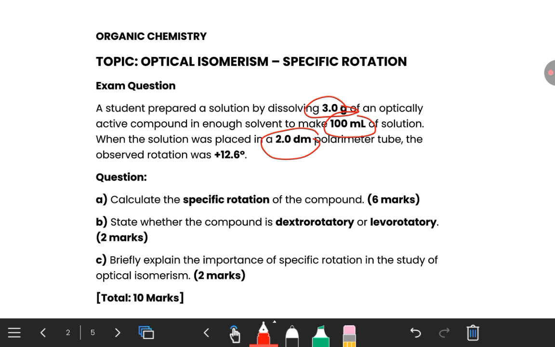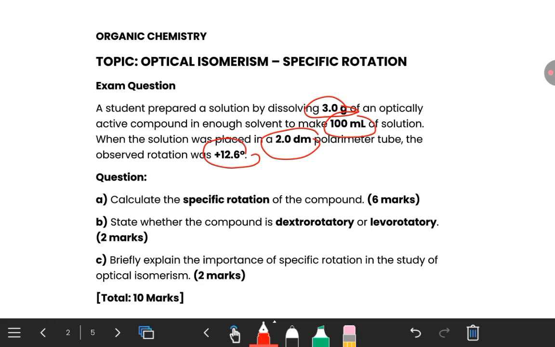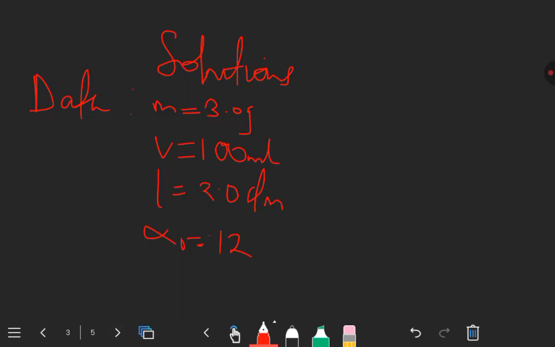Then we've also been given the observed rotation, which is equal to plus 12.6 degrees. Okay, so this is the data we have.